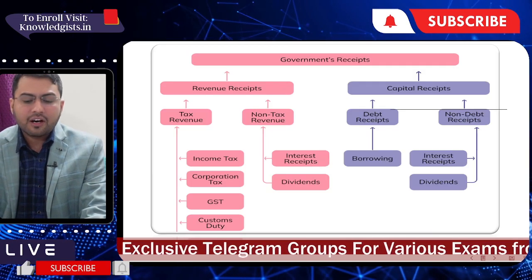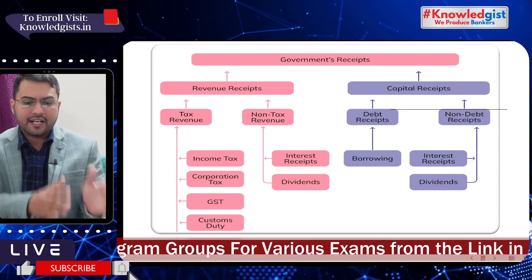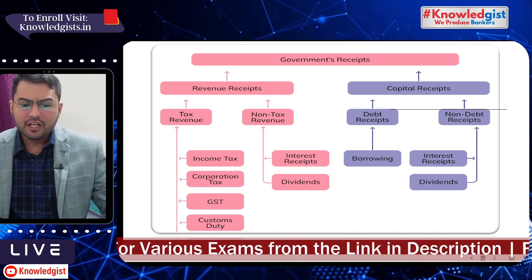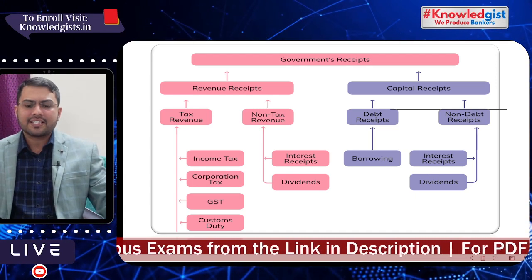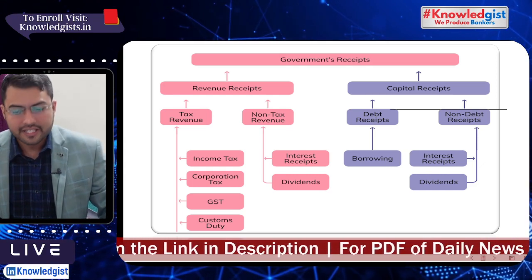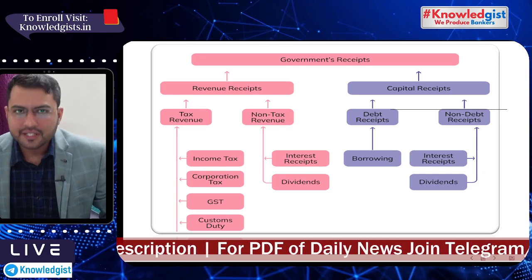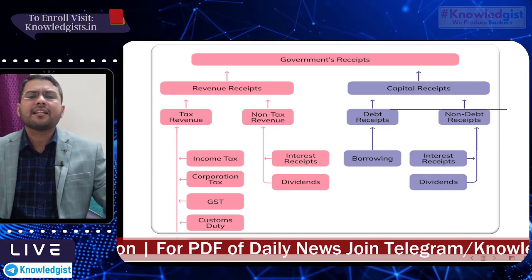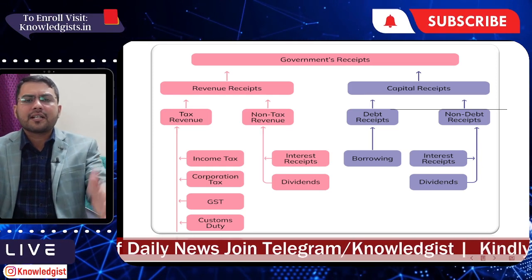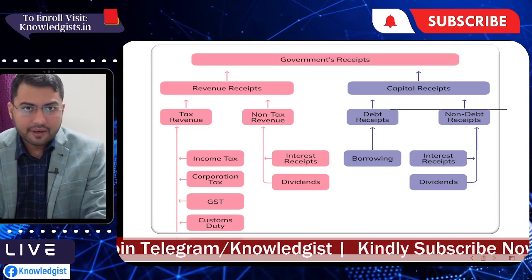So what are the government's receipts? Find it out: revenue receipt, capital receipt. In revenue, tax revenue: income tax, corporate tax, GST, custom duty. Non-tax revenue is the interest receipt and the dividends government gets, because you know that government has the largest shareholding, and who holds the share in the name of government? President of India, like SAIL, GAIL, etc. The government corporations are like State Bank of India, public sector banks, etc. The government has a shareholding.